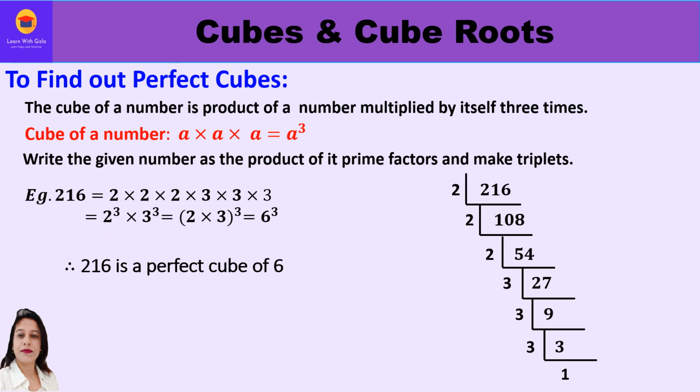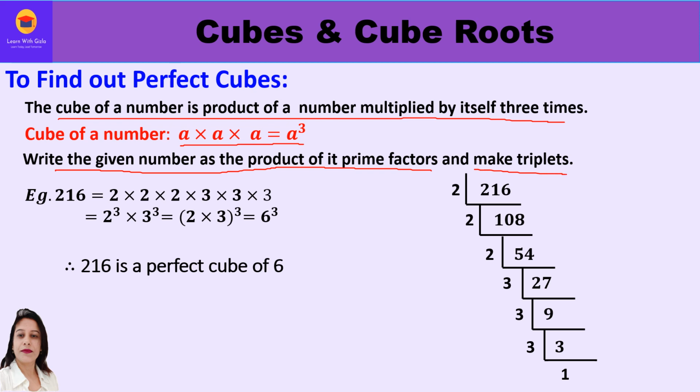Now how to find out whether a particular number is a perfect cube or not? We know that the cube of a number is the product of the number multiplied by itself 3 times, right? So suppose we take a number a and multiply it 3 times, we get a cube. So what we have to do is write the given number as the product of the prime factors and make triplets. And if we are able to form the triplets, we will say that it's a perfect cube number. Suppose for example we take 216 and we find its factors.